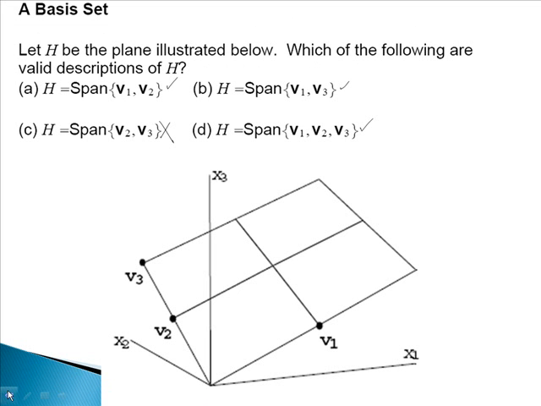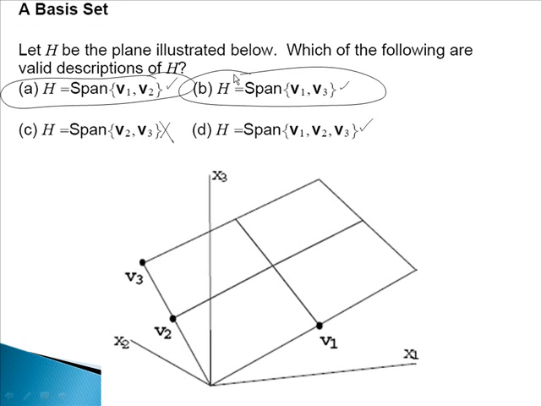So let's look back at that example. We would say that A or B would be basis sets because it's an efficient set. However, D, which is a valid description of H, has an unnecessary vector. We don't need to have both v2 and v3. We do, however, need to have v1.